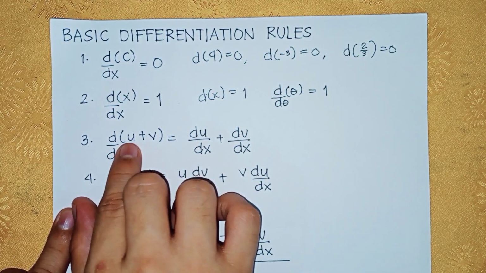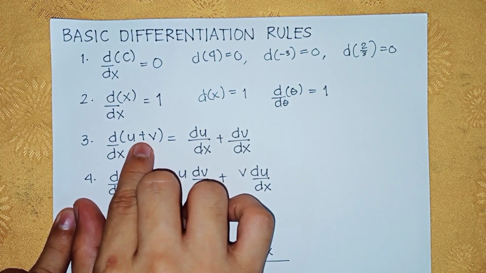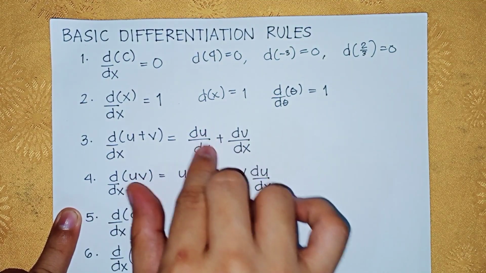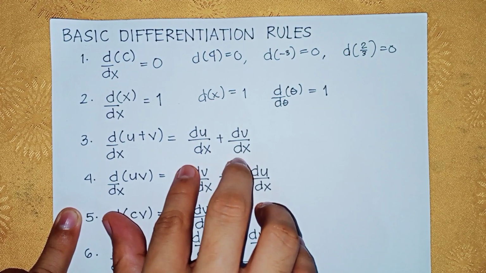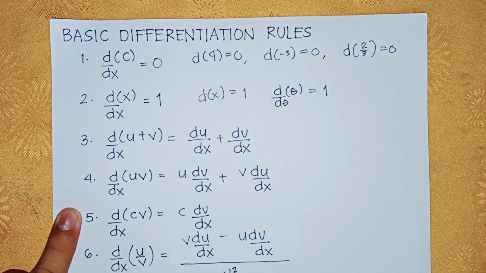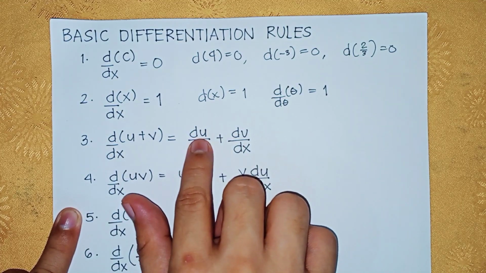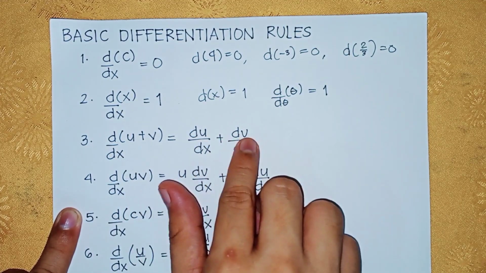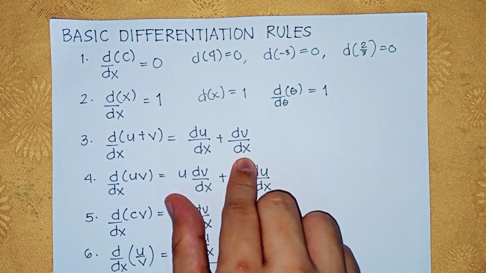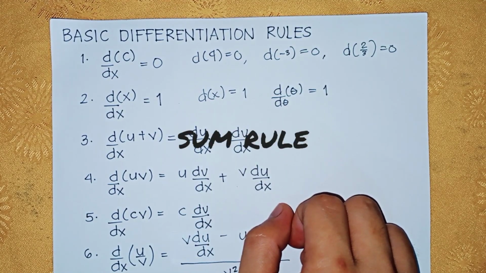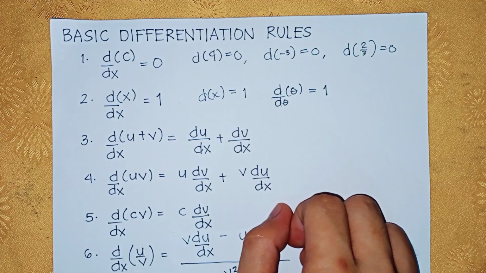The derivative of the algebraic sum of several functions is equal to the sum of their derivatives. So, the derivative of u plus v with respect to x is equal to du over dx plus dv over dx. This rule is called the sum rule. Later we will give examples of that.